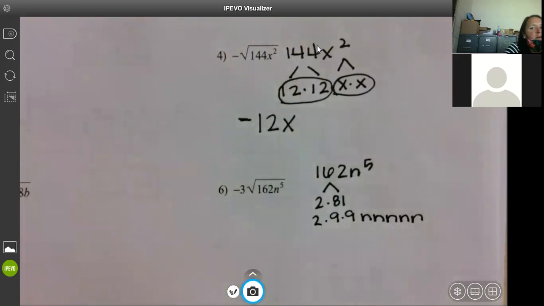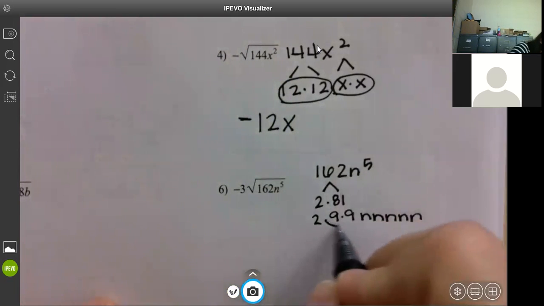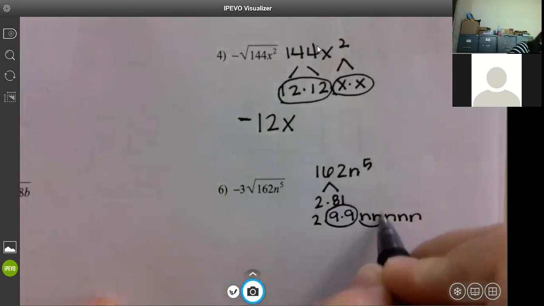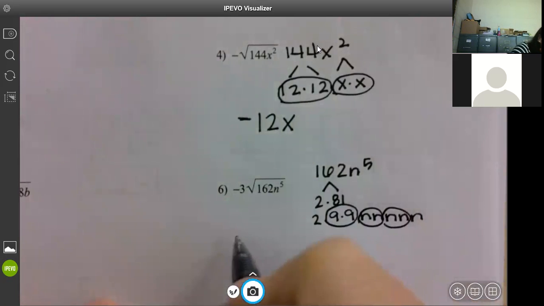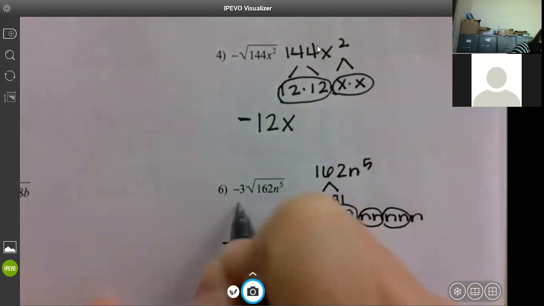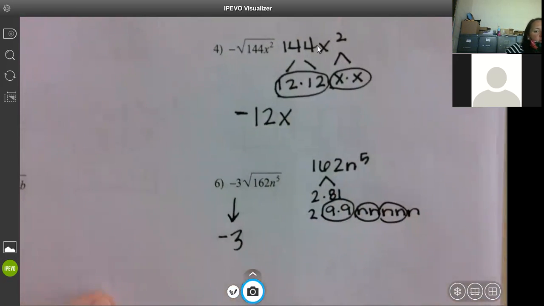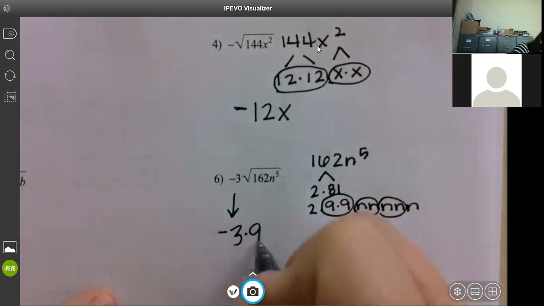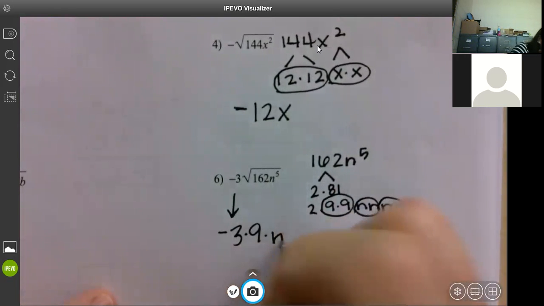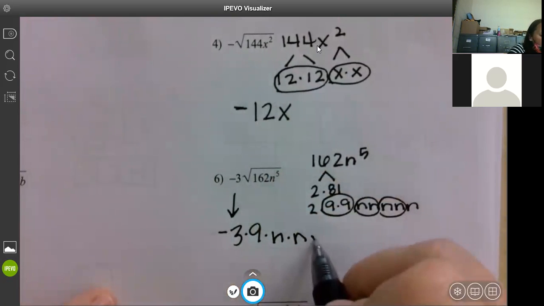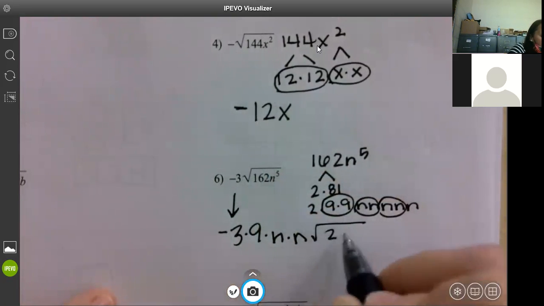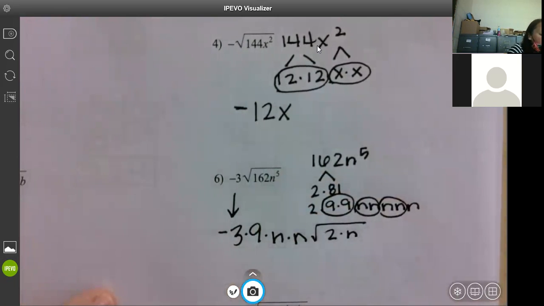So what do I have pairs of? 9, and n's. How many n's? 2. 2 pairs of 2. So we had a 3 on the outside, a -3. We're just going to bring that down. We circled a 9. We circled an n. We circled an n. And what did we leave underneath? A 2 and an n. You just push them together.